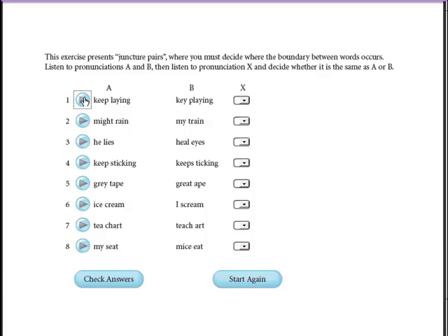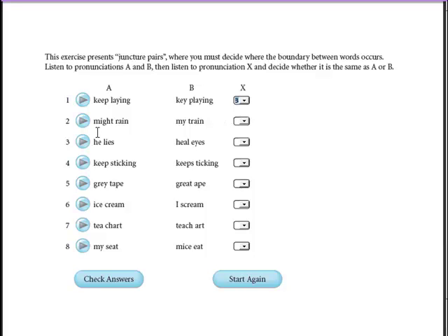Key playing. Key playing. So which do you think? Is he saying keep laying or key playing? Key playing. If you said B, you are correct.